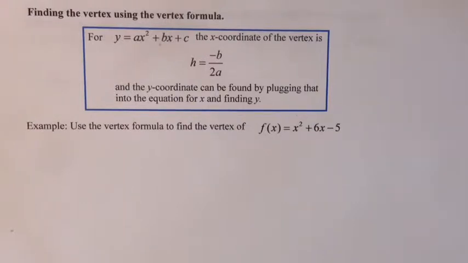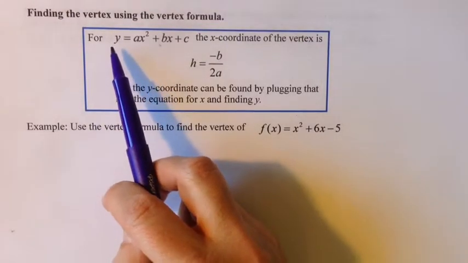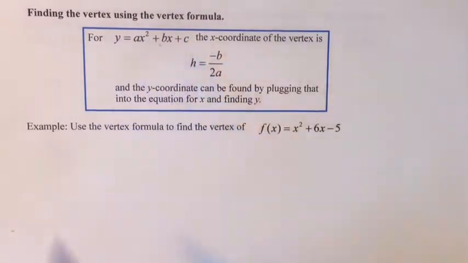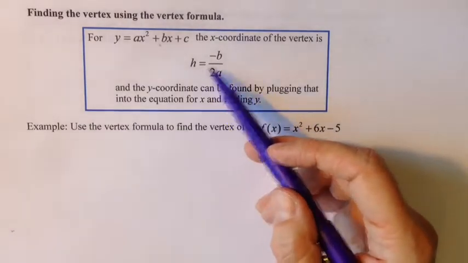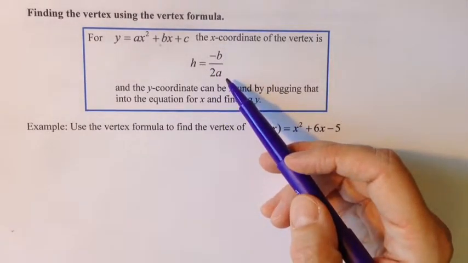This video is the third part of the section 8.6 video, and in this part we're going to actually use the vertex formula to find the vertex. That vertex formula is what we developed in the second part of this section 8.6 video. So if you watched the last section of this video, you know that we found out that for a generic quadratic equation, the x-coordinate of the vertex is negative b over 2a.